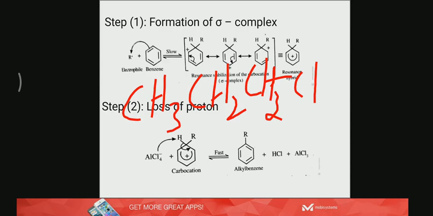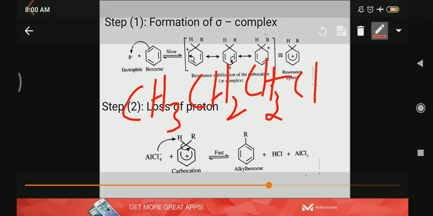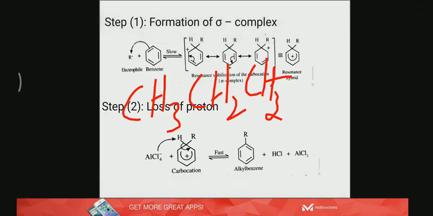We expect this propyl group or normal propyl group to attach to benzene. That means we expect normal propyl benzene as a product. But it is found that the major product is isopropyl benzene. How does it happen? In the mechanism, we know first of all the carbocation is formed. This is a primary carbocation, right?